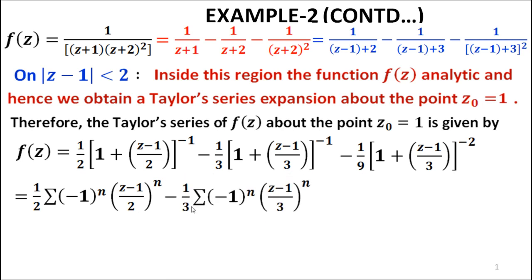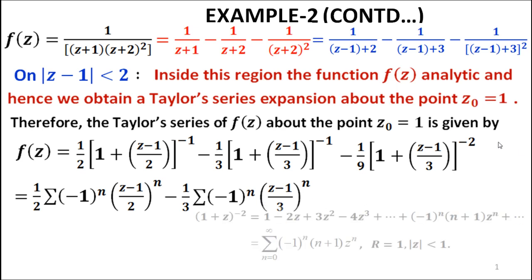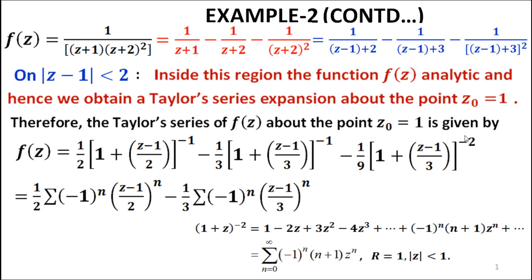The second term minus 1 by 3 times of summation of minus 1 whole to the power of n times z minus 1 whole to the power of n by 3. And for the third one we have the power is minus 2. We have the expansion 1 plus z whole to the power of minus 2 can be written as summation of minus 1 whole to the power of n times n plus 1 into z to the power of n under the condition of validity mod z is less than 1.